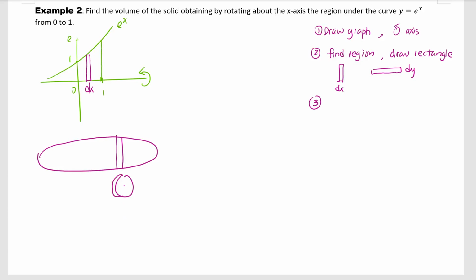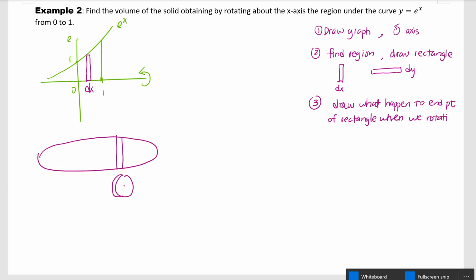The third step, we're gonna draw what happened to the endpoints of the rectangle when we rotate the rectangle about the rotation axis. So far, so good, everybody?